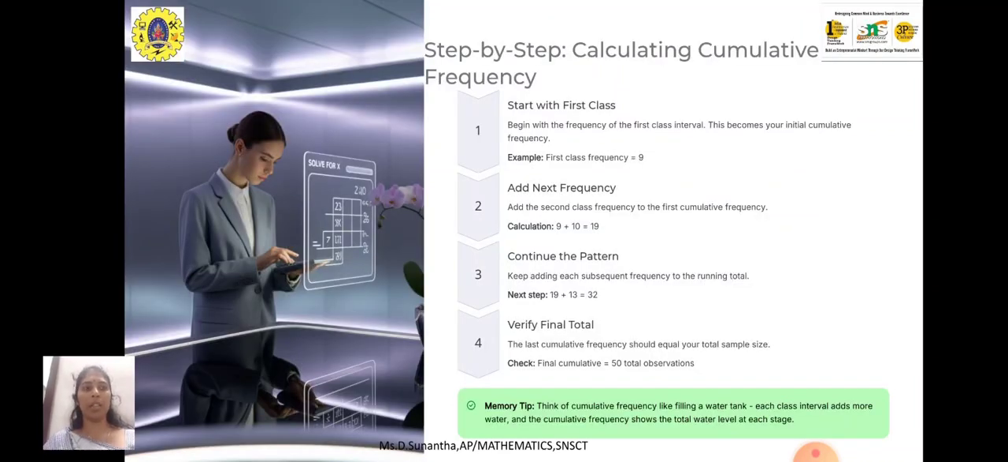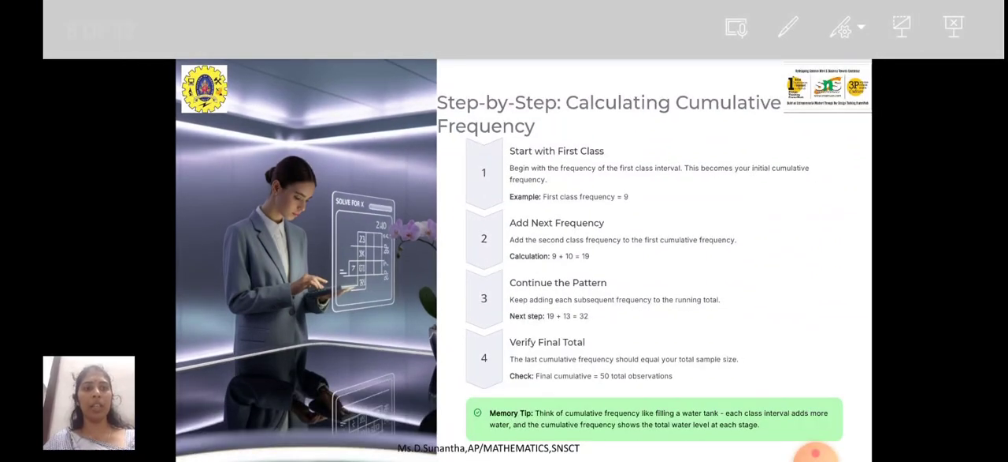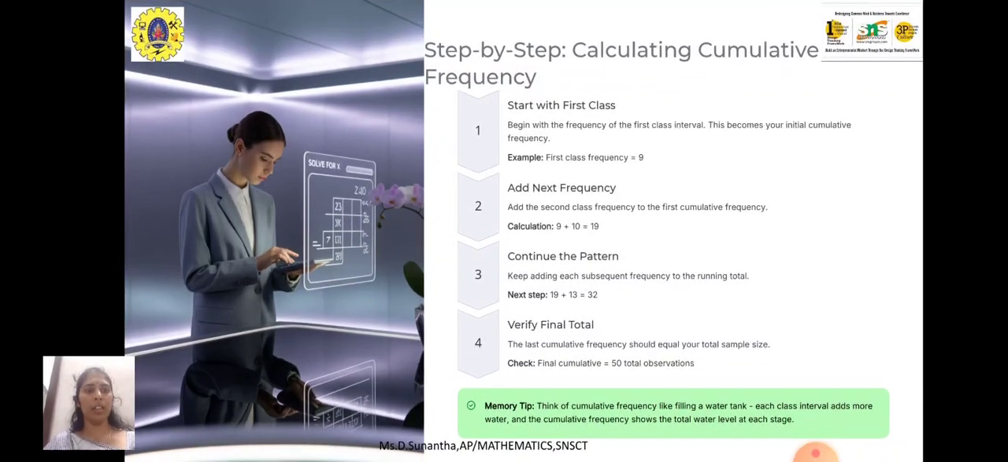The next is the step-by-step calculation of the cumulative frequency. Start with the first class. So there the first one is 9. To the next frequency we can find it by 9 plus 10, which is 19. On concluding, we get the total number of frequencies as 50.